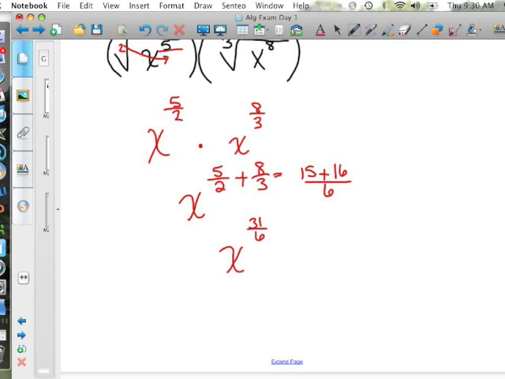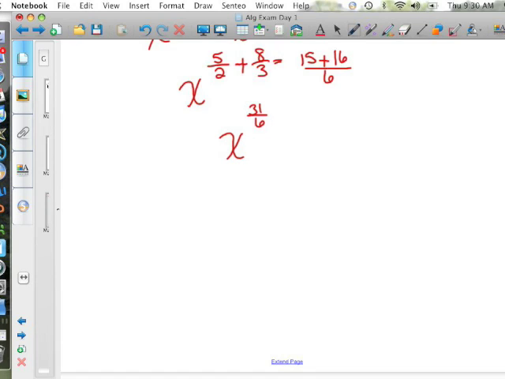Now, let's turn that back into a radical and reduce it. What root is that? The 6th root of x to the 31st power. Is that simplified? No, because there are groups of 6 in 31 x's. How many groups of 6 are there in 31? There are 5 groups of 6.